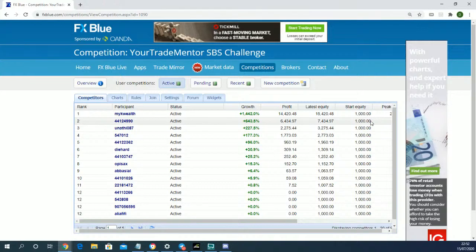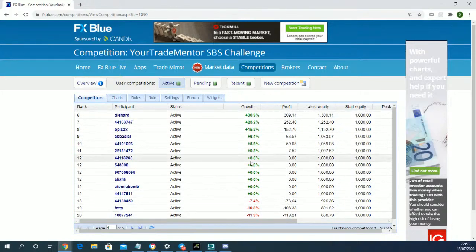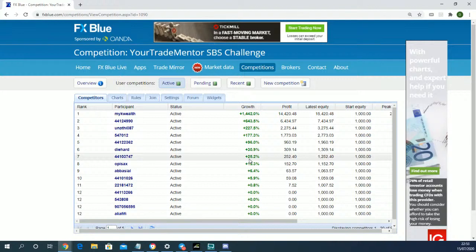Everybody started with the same amount of money, $1,000 US. In 11 days, the first person has returned a profit of 14,420. The next person has returned a profit of 6,434. The next person has returned a profit of 2,000, then 1,760, up until this fella here, number 11, who has returned 752. So everyone, including people still coming behind, congratulations, you've done very well for yourself.